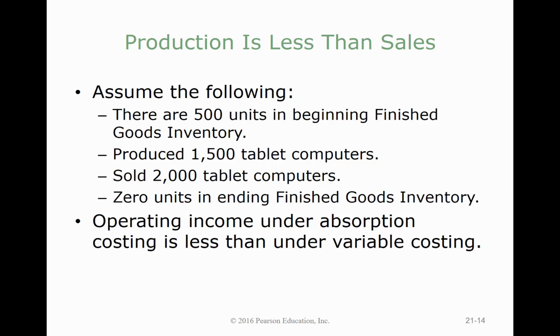So now we have a reverse scenario where our production is less than our sales. So for example, we have 500 units to begin our finished inventory. We produce 1,500 and we sell 2,000, meaning we have 0 left at the end. So now we've produced less than we've sold. Okay? So when that happens, our operating income under absorption costing will be less than under variable costing.